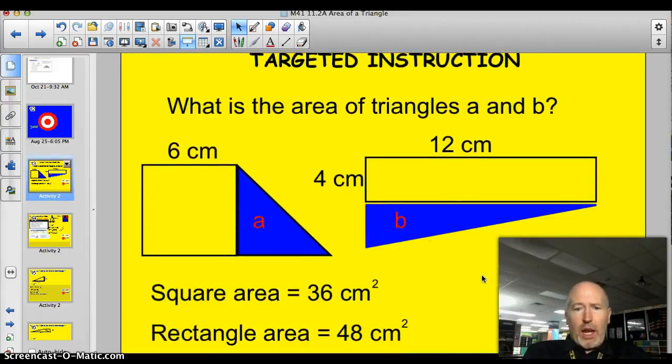What is the area of triangles A and B? See if you can figure it out. Yeah, there's enough information there to figure it out. I know what you're thinking, but go ahead. All right. Did you figure it out? Would it help if I did this?